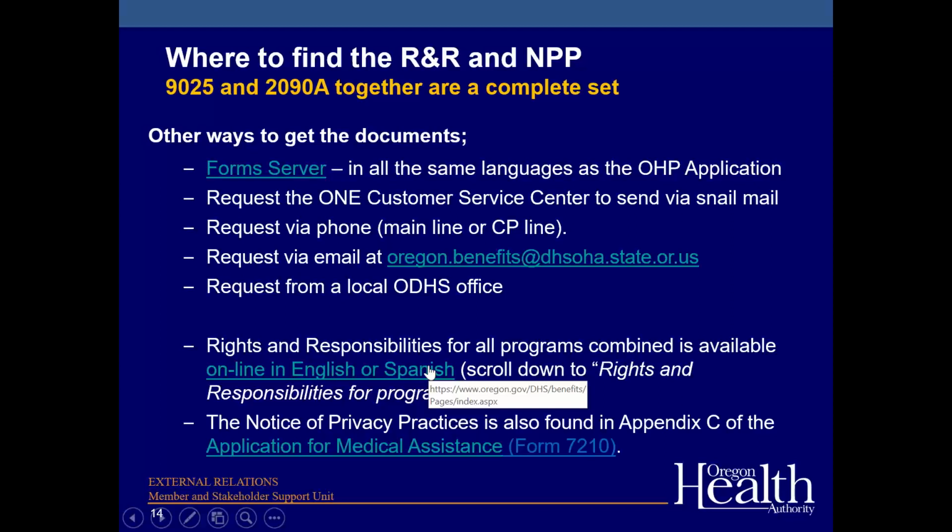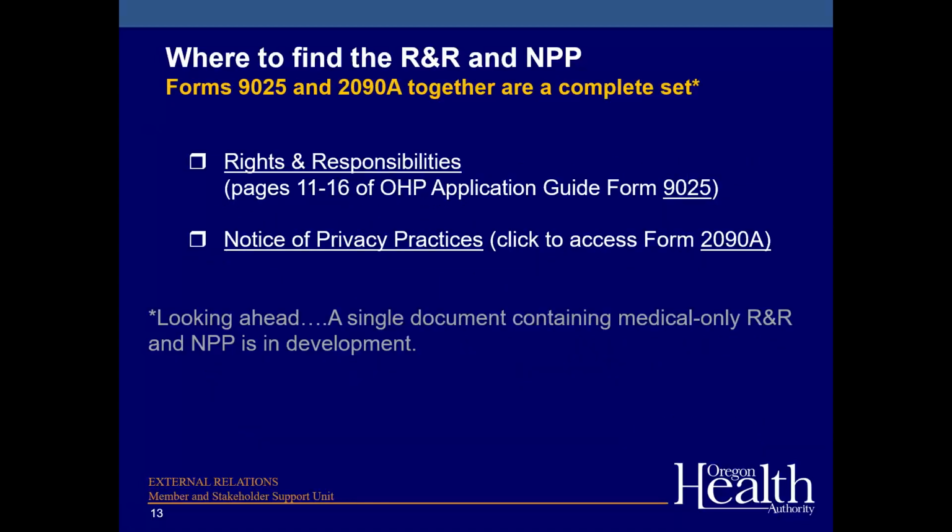You can request them through email at oregon.benefits, and that email, I want to remind everybody, is for community partners and for members. You can request them from a local ODHS office, and they are also online, combined for all programs in English or Spanish. There's a link right here. And the Notice of Privacy Practices is Appendix C of the OHP application. So these are some other places to find these documents. But I'm going to go back one slide and say this is the easiest place to get this set right here.